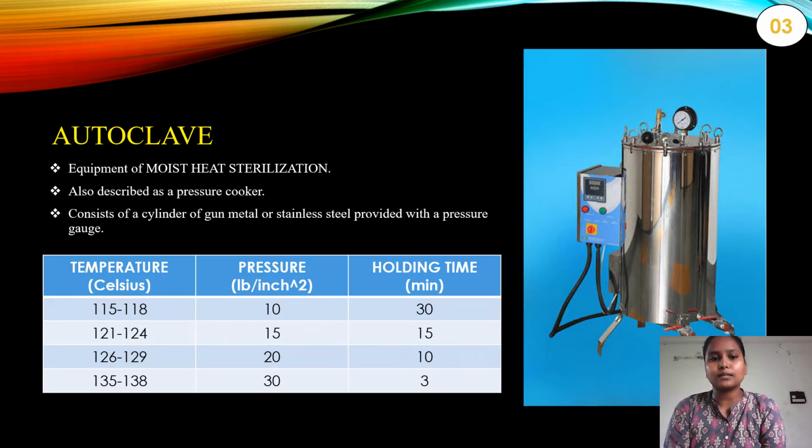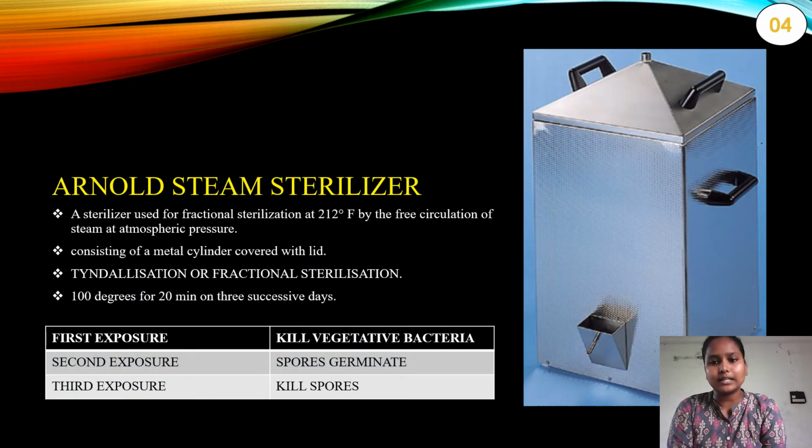sterilization of moist substances. That means the substances which contain moisture in them. It is also used for the sterilization of surgical dressings, fabrics, etc., and also glassware. Next one is the Arnold steam sterilizer. It is used for producing a tyndallization effect, which is also an effect of moist heat sterilization and equipment of moist heat sterilization.